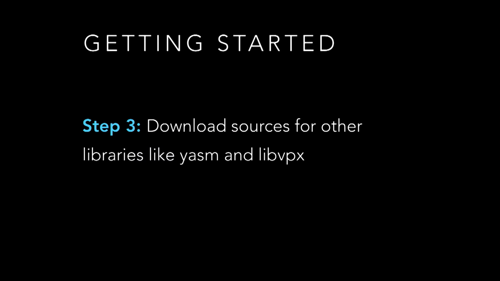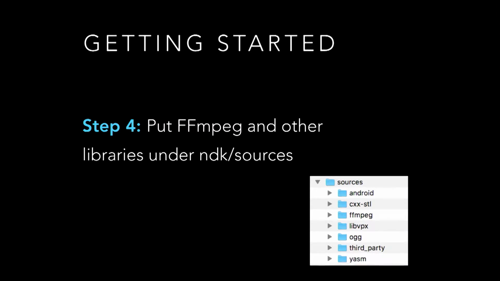And then you put all of the code that you downloaded, the FFmpeg source code and the libraries, under the NDK sources folder, as shown here in the picture. Notice that there's also the STL libraries there and the Android libraries. That comes with your NDK, by the way. So the next step is to configure your FFmpeg executable so that you can control the features that it has.